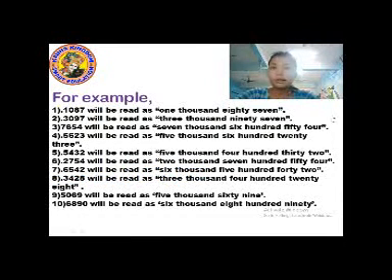Now we are going to learn how to read 4-digit numbers through these 10 examples. The first number is 1087. The number 1087 will be read as 1087. The second number, 3097, will be read as 3097.